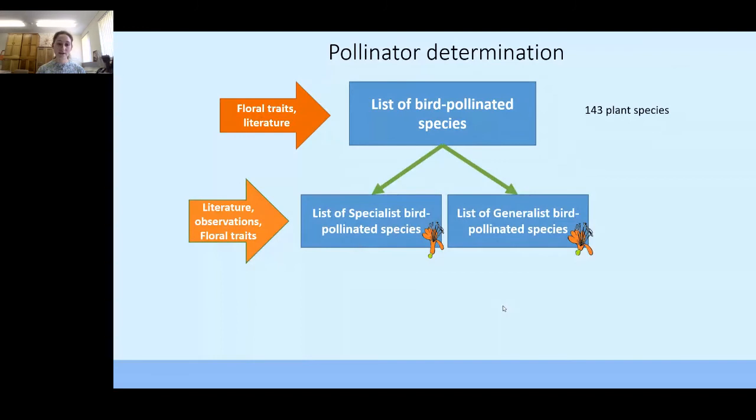I then divided this list into specialist bird-pollinated species and generalist bird-pollinated species. And this was again based on literature predominantly, and then also on observations, so photos that showed birds visiting flowers and having contact with reproductive structures, and therefore morphologically fitting to be able to be an effective pollinator. Where neither of these sources of data were available, I used the floral traits that are characteristic of these particular classes of pollination.